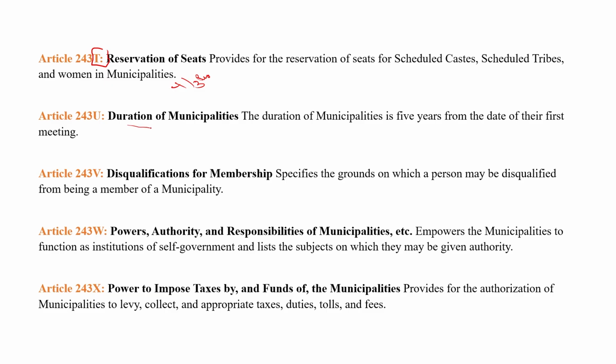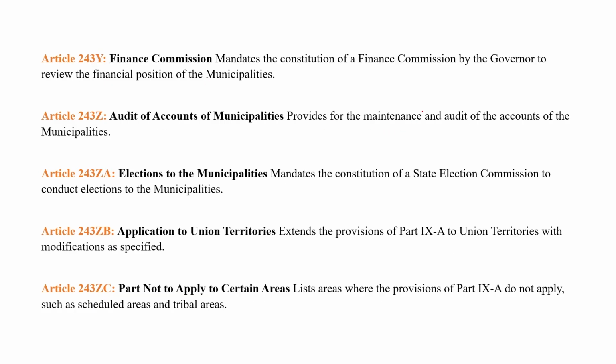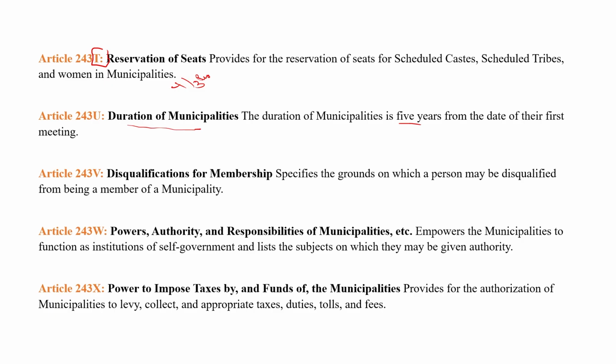243U explains the duration of the municipalities, and the duration of the municipalities is also 5 years. 243V explains the disqualification for the members, how a member can be removed if he is a member of a municipality of any level, whether he or she belongs to the Nagar Panchayat, the municipal council, or the municipal corporation.